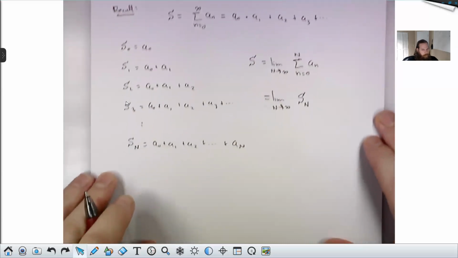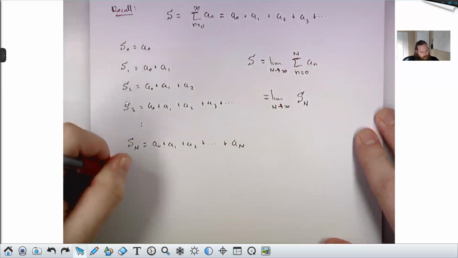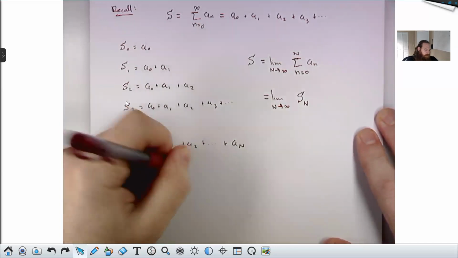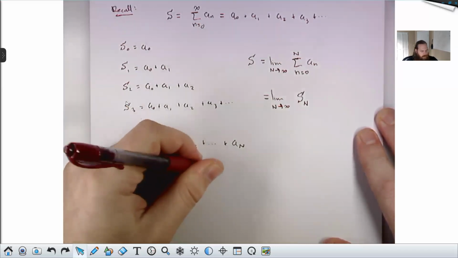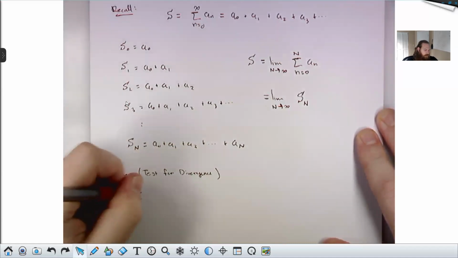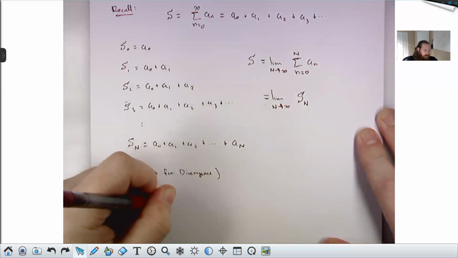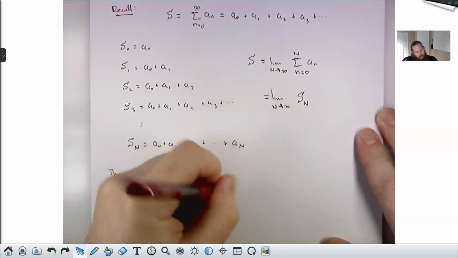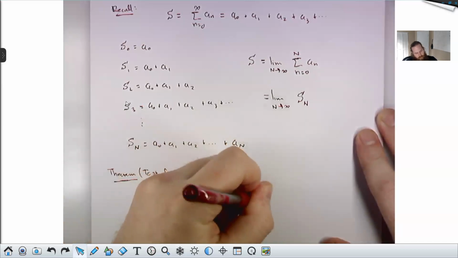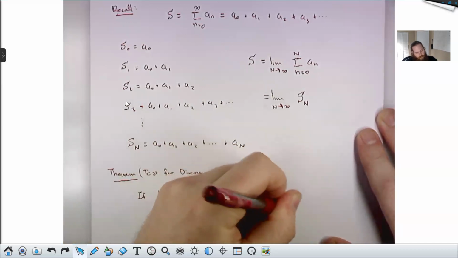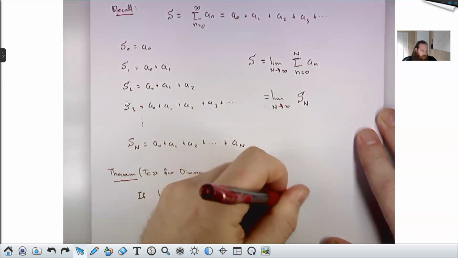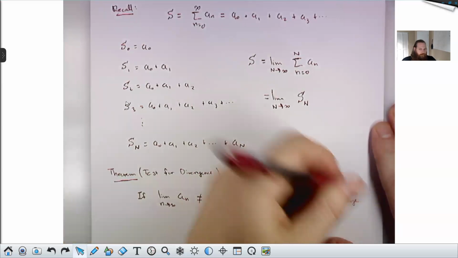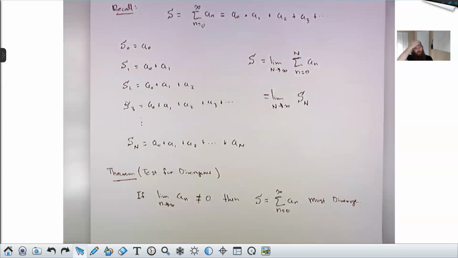Also on Monday, we developed a few basic theorems. This was our first convergence test called the test for divergence. And this just said if the limit as little n goes to infinity of an, the limit of the an's is not 0, then the series S equals sigma n from, could go from wherever, but I'll say from 0 up to infinity of an must diverge. Okay, and we proved this on Monday.